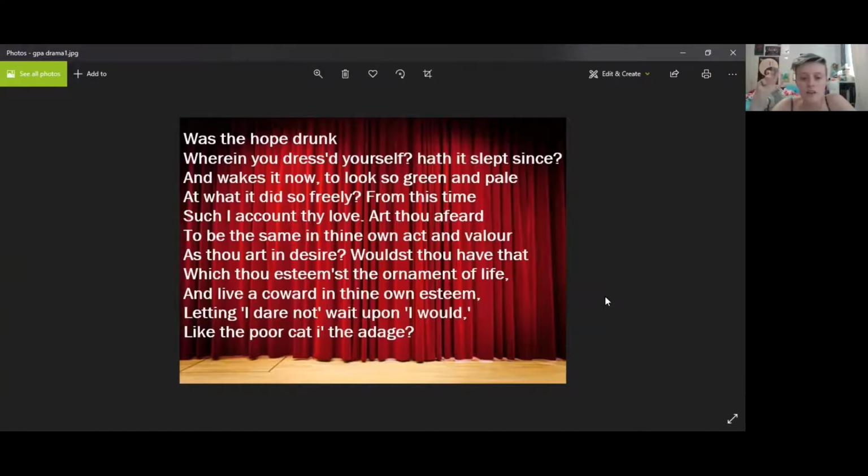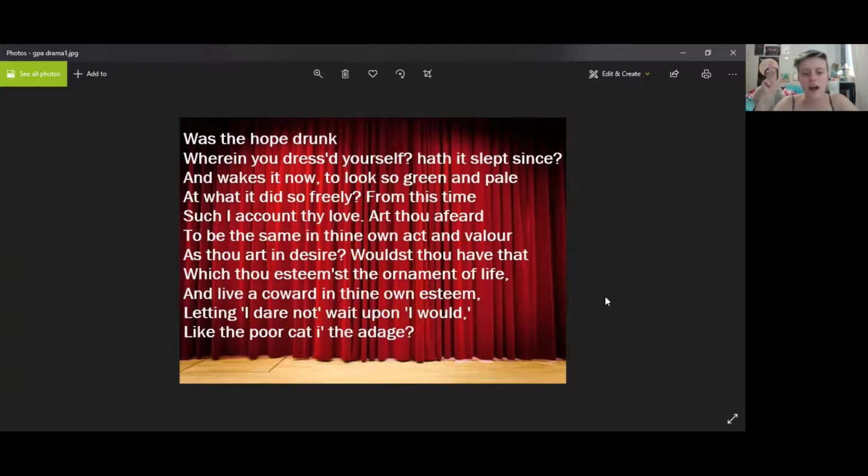Which thou esteemest the ornament of life, 10 syllables. But an important thing to note is the word esteemest. Esteemest. I'm pronouncing it as 2 syllables. You have to make sure you pronounce it as 2 so that it meets that 10-syllable mark. If you try to say it with three, you're going to end up with 11 syllables. So it's esteemest.